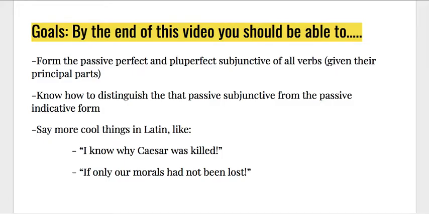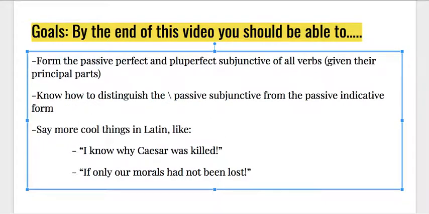First off, we're going to start with the goals. By the end of this video, you should be able to form the perfect passive and pluperfect passive subjunctive of all verbs if you were given their principal parts, and if that verb had passive forms to begin with. You should know how to distinguish the passive subjunctive from the passive indicative, and also recognize the relationship between the two forms. And finally, as always, the real end goal is just to be able to say more cool things in Latin, or read them in Latin.